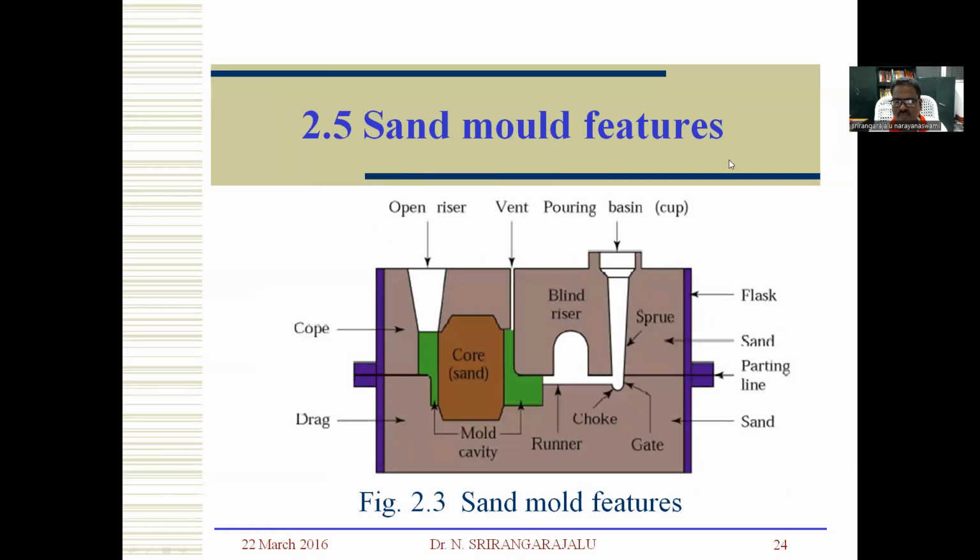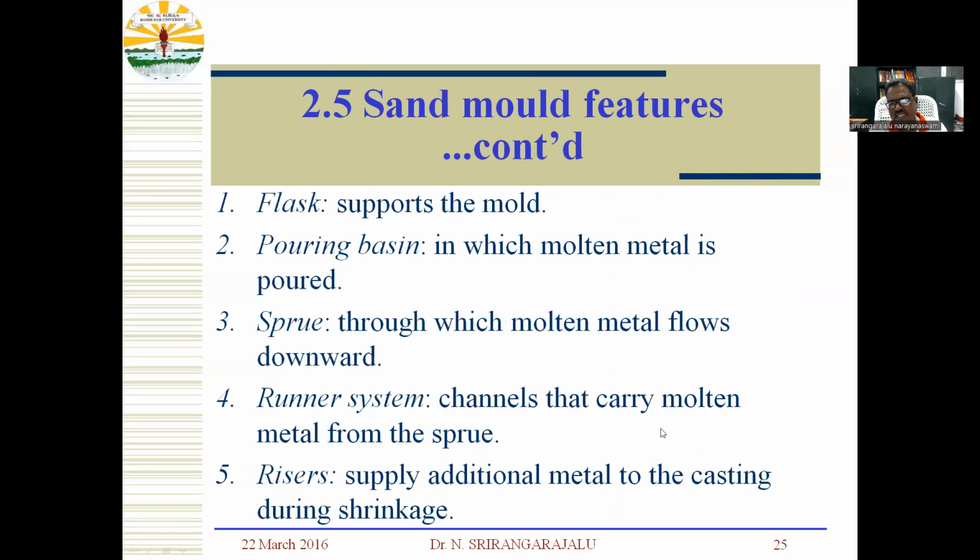Sand molding features: open riser, vent, pouring basin, flask, sprue, blind riser, core sand, cope, drag, mold cavity, runner, choke, gate, parting line, etc. The flask supports the mold, the pouring basin is where molten metal is poured, the sprue is through which molten metal flows downward, the runner system has channels that carry molten metal from the sprue, and the riser supplies additional metal to the casting during shrinkage.